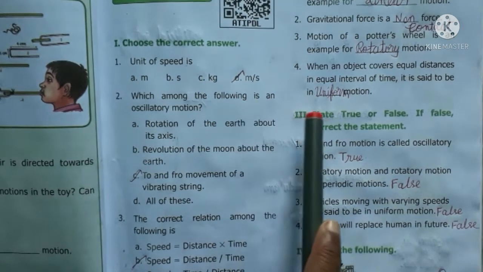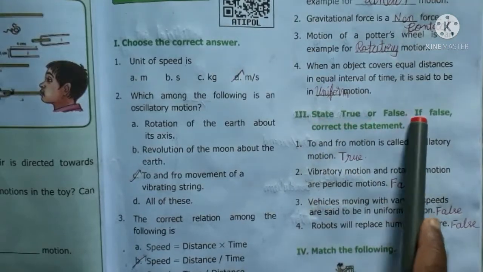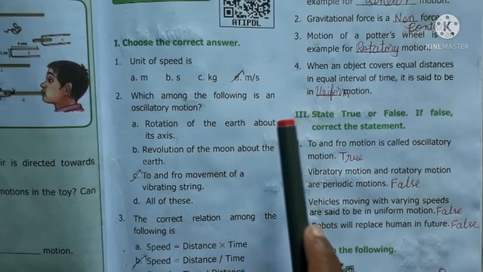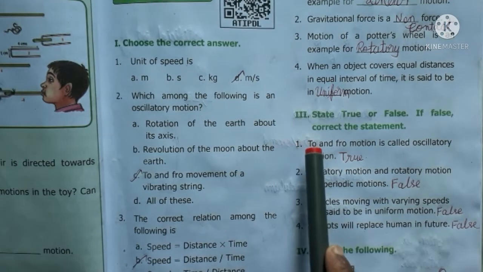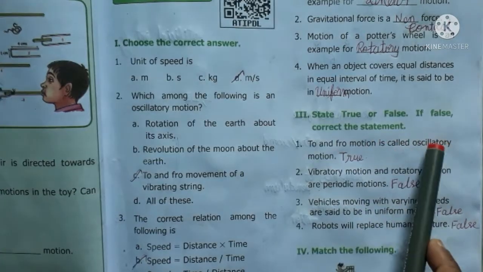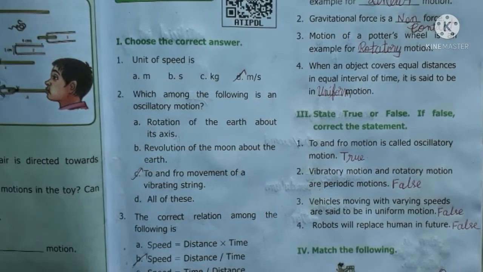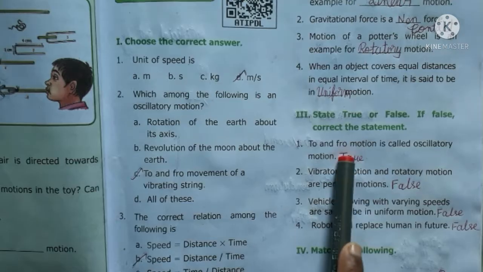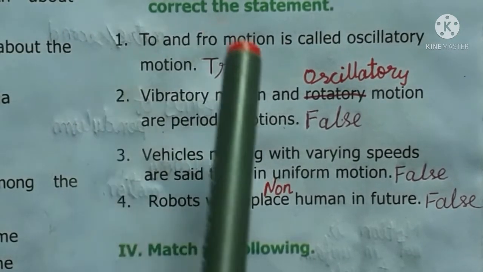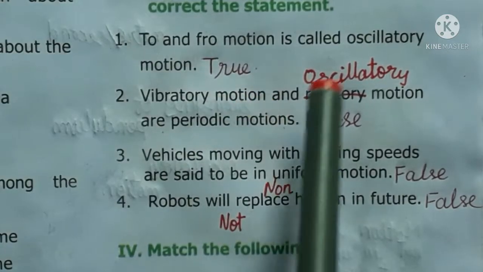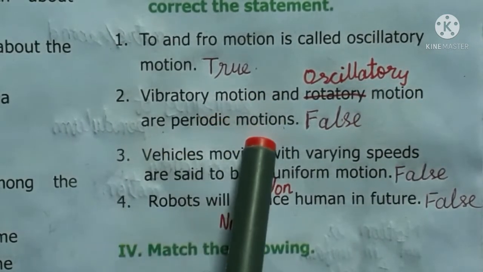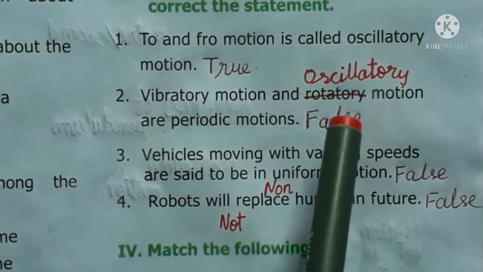Third Roman letter, state true or false. If false, correct the statement. First question, to and fro motion is called oscillatory motion. The answer is true. Second question, vibratory motion and rotatory motion are periodic motion. The answer is false.